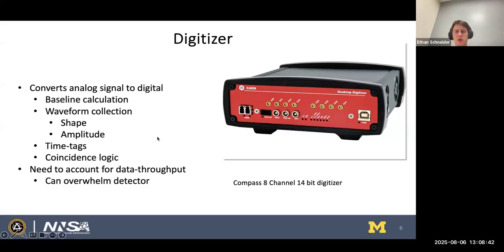Another thing you have to consider when working with these for characterization experiments is you need to account for your data throughput. These digitizers will have a maximum data throughput, which will be dependent upon your count rate as well as how long your pulses are. And if you have too many counts per second and too many channels, you can overwhelm your digitizer and you'll start losing pulses.